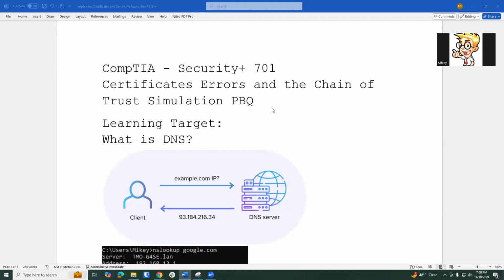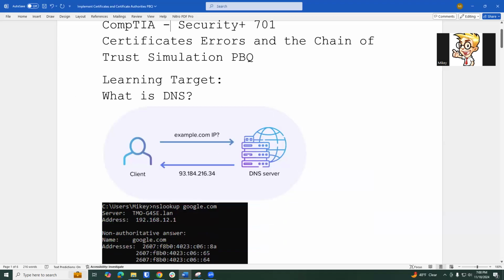All right, cool. So we have some learning targets here. First one is, what is DNS? Well, if you took the A Plus or the Network Plus, then you know that it stands for Domain Name System. It translates the IP address into a host name and vice versa.